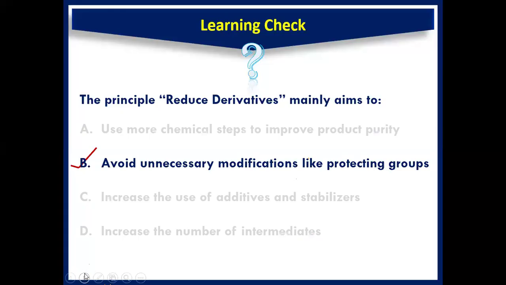Yes, you are right. B is the correct option, that is avoid unnecessary modifications like protecting groups, because the eighth principle focuses on the reduction of derivatives. That means it focuses on the reduction in multi-step synthesis. So B is the correct option.